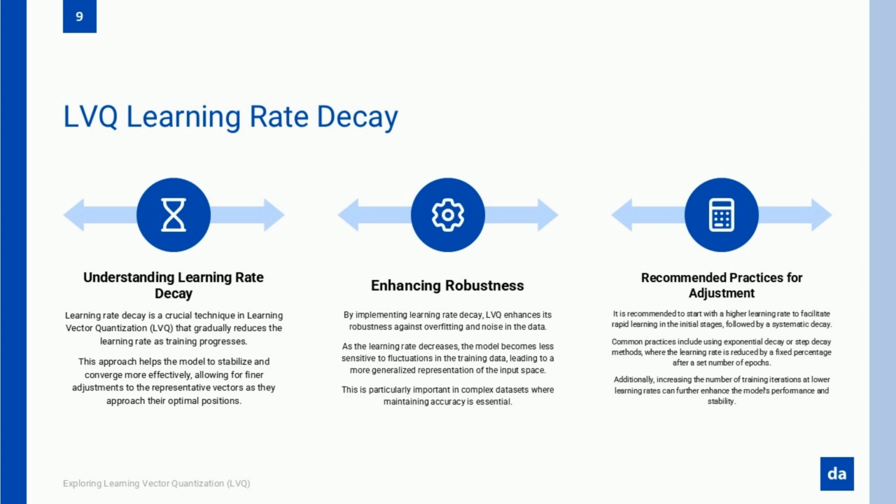Let's break it down. At the start of training, LVQ needs to make big adjustments. Think of it like sculpting a statue. You start with a chisel, making broad, rough cuts. That's why we begin with a high learning rate, so the model can quickly position the representative vectors in roughly the right spots. But as training progresses, we don't want drastic movements anymore. We need precision. This is where we gradually lower the learning rate, making finer and finer adjustments.